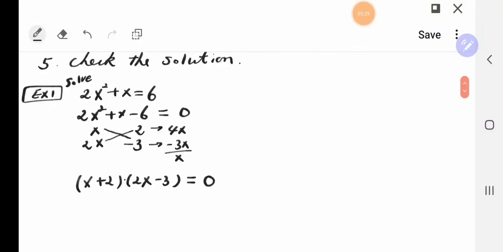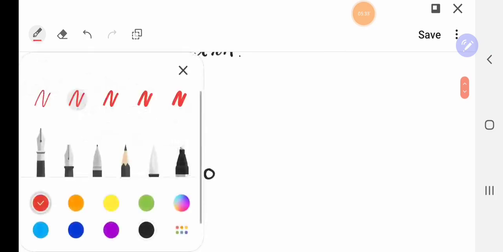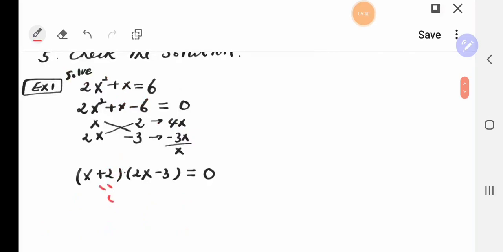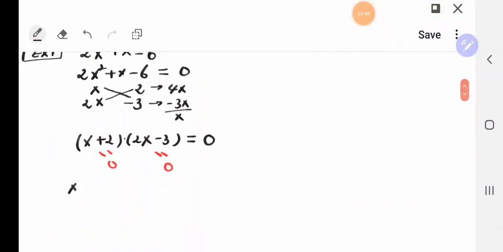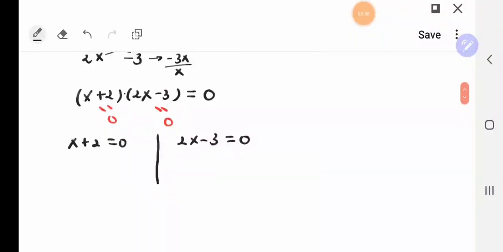So the trinomial is now written as a product, and then the next step is what? Since the left side of the equation is a product and that is equal to 0, we can set each factor equal to 0. So we now have two terms. We can set x plus 2 equal to 0 and 2x minus 3 equal to 0. From the first factor, let's subtract 2 from each side.